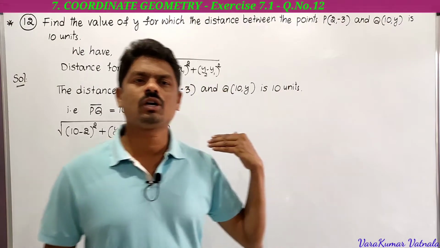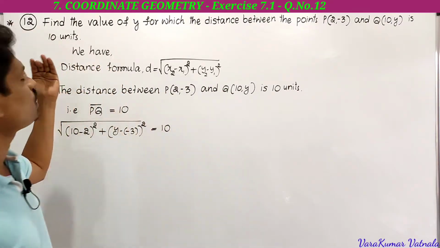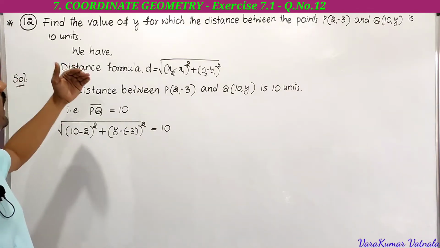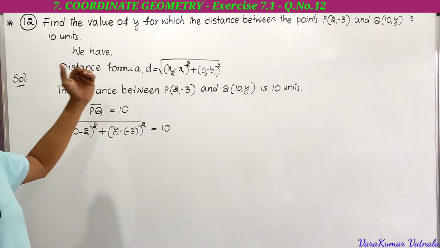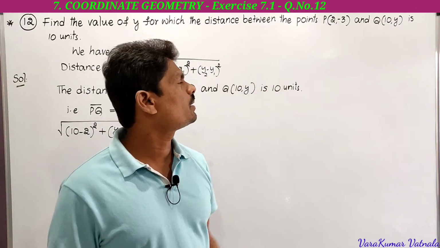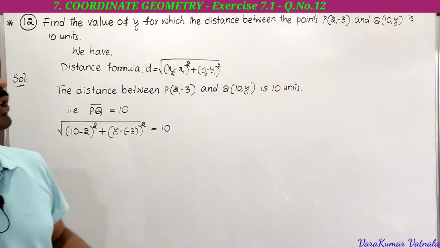Today we are going to solve a problem from Exercise 7.1. This is the 12th problem. See here what he is asking. Find the value of y for which the distance between the points P(2, -3) and Q(10, y) is 10 units.